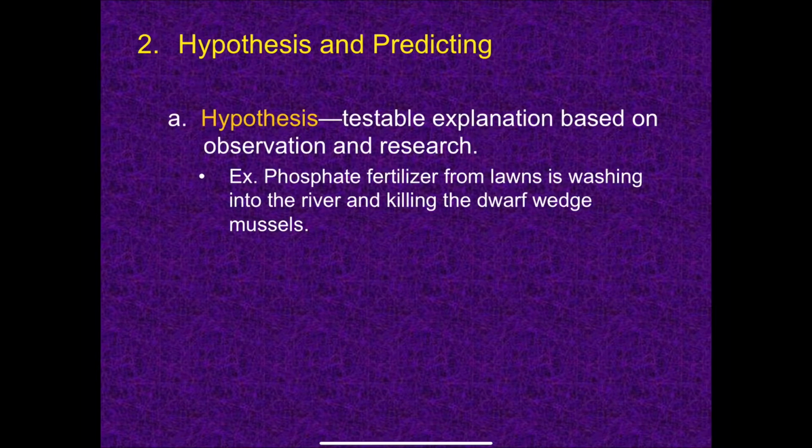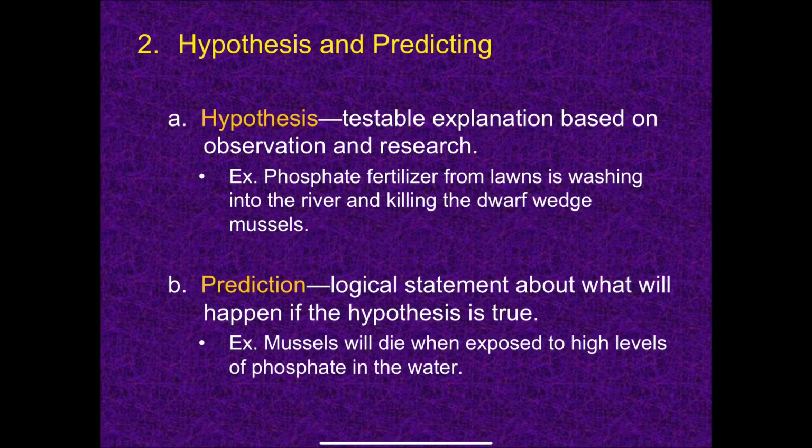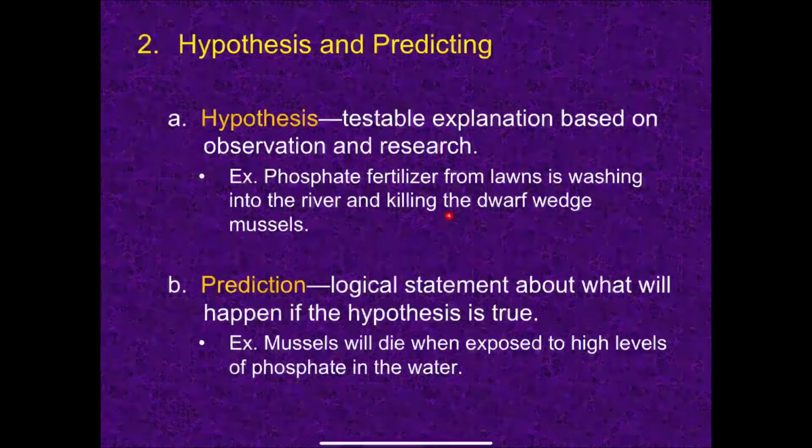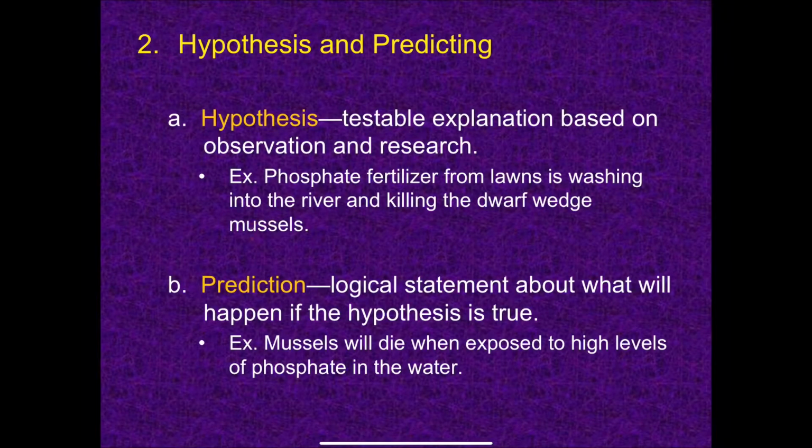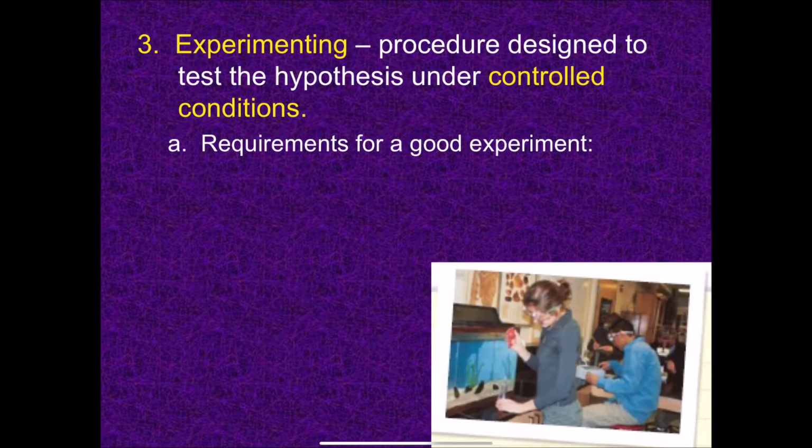So they had to come up with a hypothesis. And a hypothesis is a testable explanation of their phenomena or their observations. This is what they think is going on, and based on that, they might make some predictions that they can specifically test. So in this case, because they're suspecting some of the fertilizer from the surrounding area is causing these mussels to die, they're going to predict that if they were to expose these mussels to the phosphates, it's going to kill them, right? This explains what's going on in their observations.